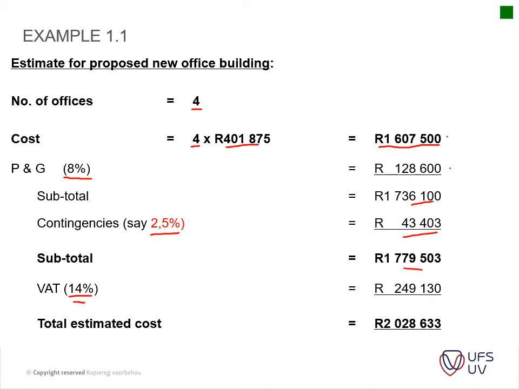Just note your contingencies is an item that's always added when you do an estimate, because you're not 100% sure of what the cost would be. So you always add a bit of a contingency just to allow for the unforeseen. Okay. And the only place where you won't have a contingency is when you get to your final account.